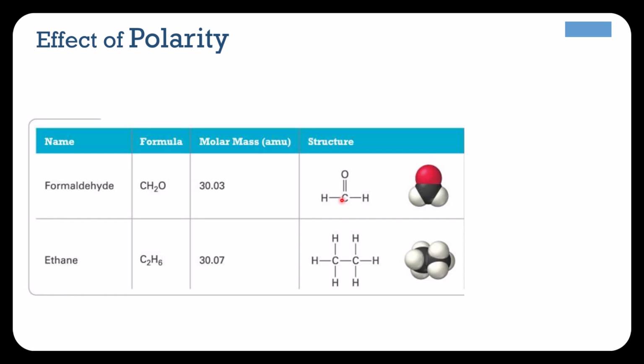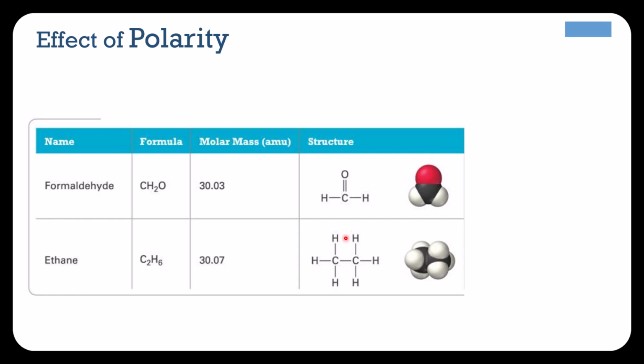So with the introduction of a dipole moment, with the introduction of a polar molecule, now the intermolecular force that this guy feels is dipole-dipole. That is a stronger intermolecular force. So formaldehyde would have stronger intermolecular force. Ethane would have a weaker intermolecular force. That's how we delineate the two.